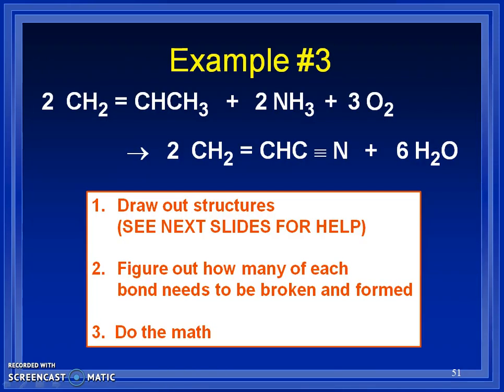So for example 3, this one's a little trickier. You've got more structures or more difficult structures to deal with. So try drawing them, then click through my slides to get the structures. Then you might want to make that chart. Make sure you get all of the bonds and how many there are, how much energy. There's quite a few being broken and quite a few being formed. So that's why sometimes that chart is very helpful.